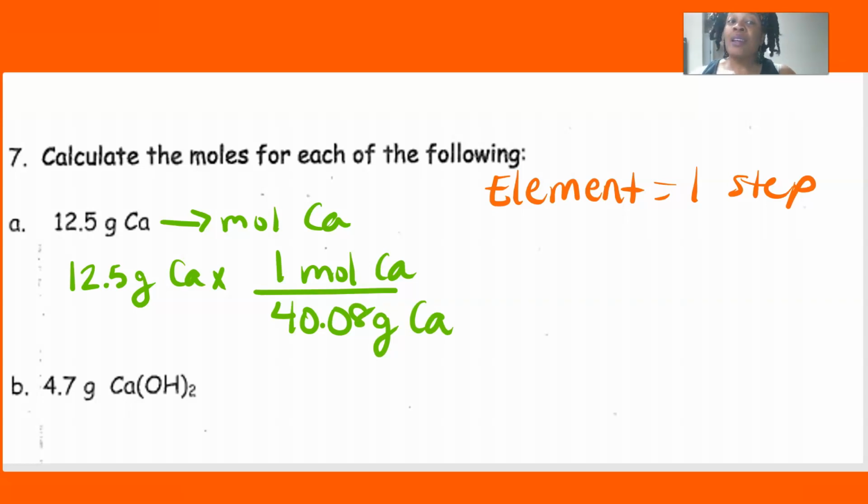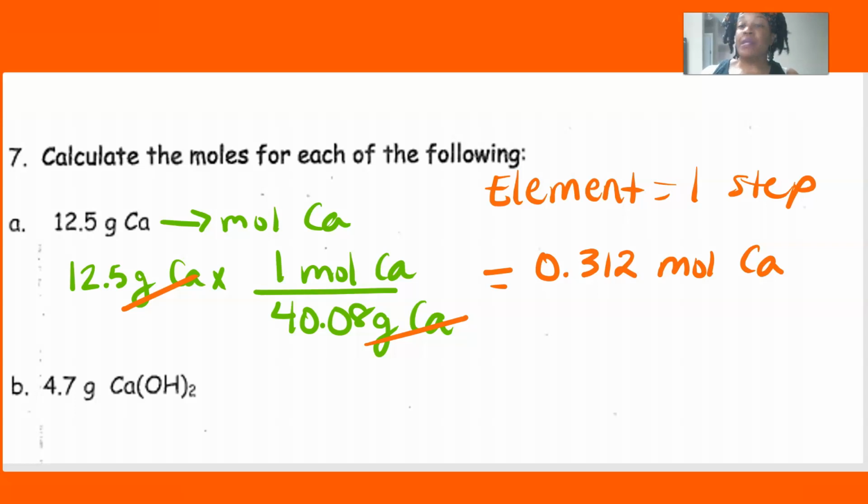This is one step because it's an element. Now what I'm going to do is cancel out my like terms, grams and grams. They're going to slash away, but what's going to remain on top is what you're trying to get to, which are your moles. So I'm going to take that 12.5 and divide that by 40.08. Now, technically speaking, you can say 12.5 times 1, but 1 times anything is still whatever that number is. So 12.5 divided by 40.08 gives us 0.312 moles of calcium. Okay, we're done.